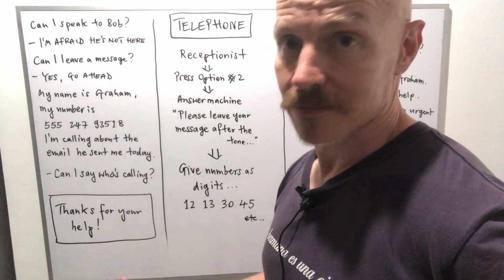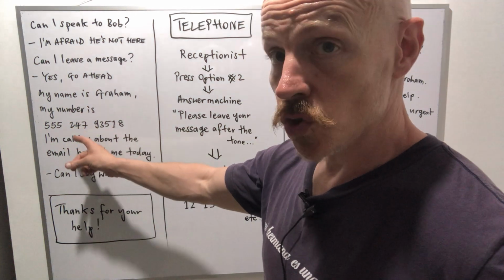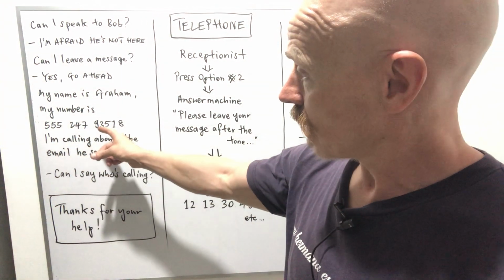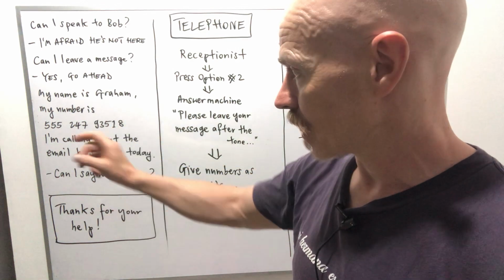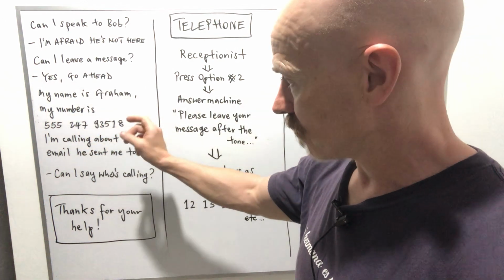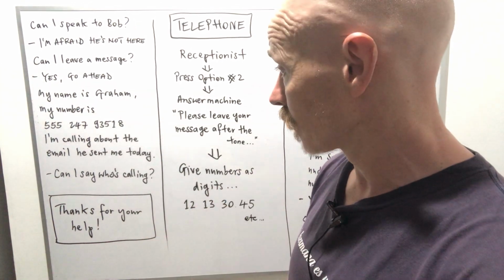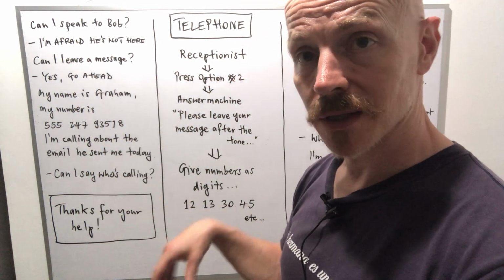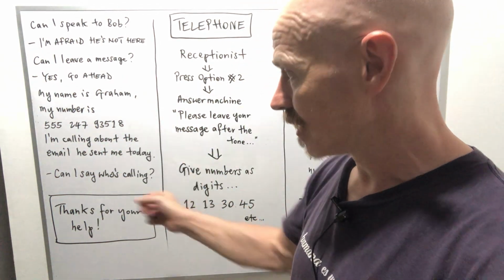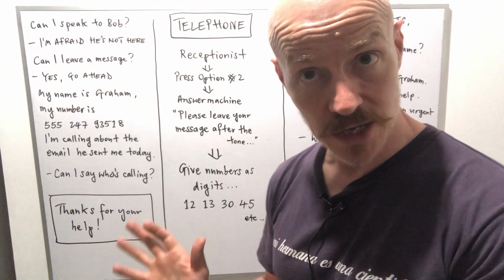My number is, and remember now we have to do this like digits, 555 247 93518. So my number is 555 247 93518, something like that. Give it as digits, much clearer. And then say why you're ringing. I'm calling about the email he sent me today. That's the end of your message.